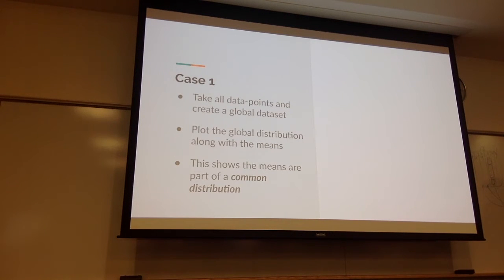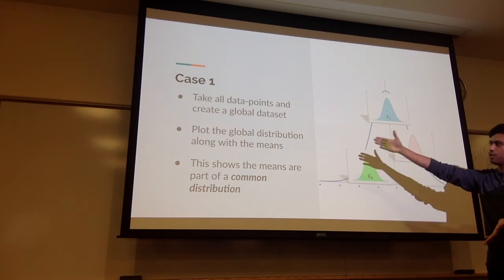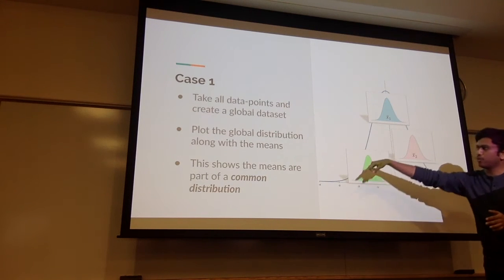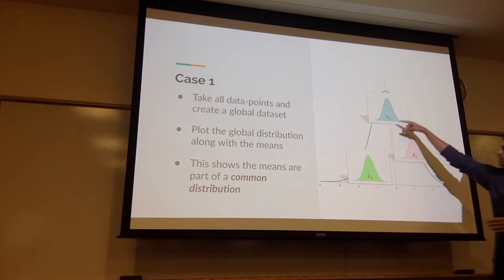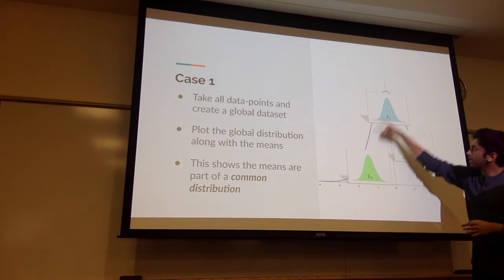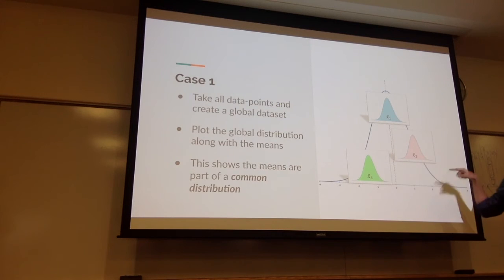So how do we answer this? We take these populations and draw a global distribution, taking all the data points in the data set and plotting a global distribution. Now we can see that these three population means lie inside the global distribution. That means these samples are not from different data sets, they are from the same data set. So this is one case.